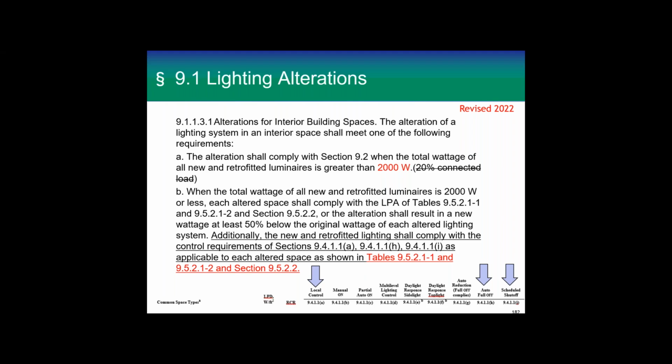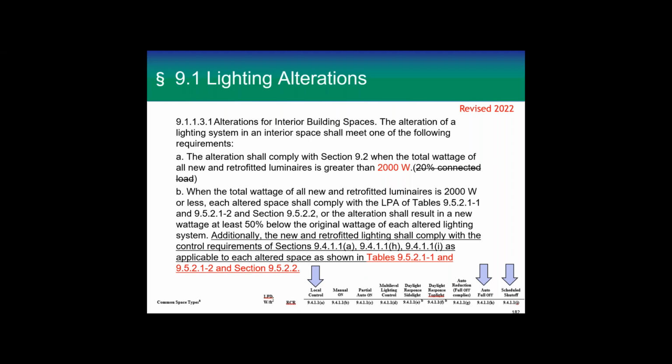Before, it was 20% of the connected load. When the total wattage of all new and retrofit luminaires, so that was one, you meet that one, and you have to comply with 9.2. 9.2 is going to trigger you to do the controls, things like that. People don't say, well, I want to make this change to make my lights better, but I don't want to go over and get to the switches and change the controls.